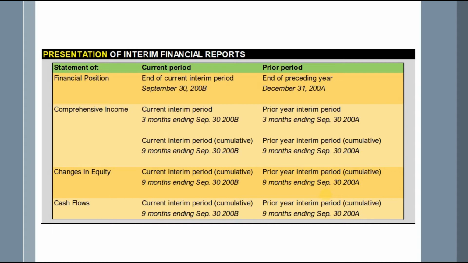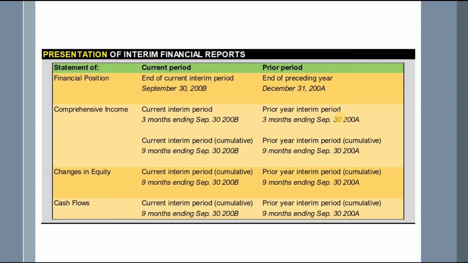Then for the statement of comprehensive income, we are going to present two coverages: one is non-cumulative and the other is cumulative. The non-cumulative statement will only cover the 3 months ending September 30, 2000B, so that is for the current interim period. And it will be compared against the 3 months ending September 30, 2000A. So same date, different year. That will be a non-cumulative comparative interim financial report.